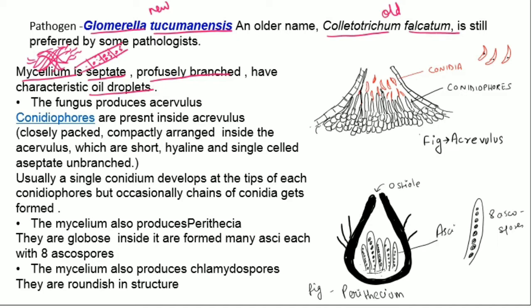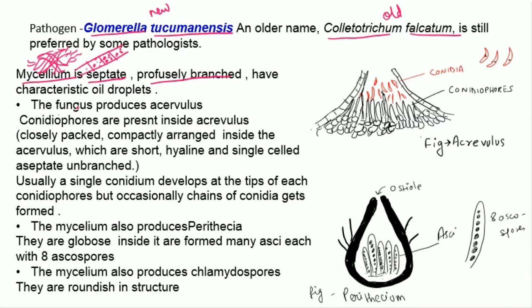Now, as the fungus grew, branched, and developed more and more, certain tiny blackish structures started to appear in the hyphae of the fungus. These tiny blackish structures were called acervuli, and when these acervuli were zoomed in under the microscope, they appeared like this. Inside these acervuli were certain conidiophores. The conidiophores are closely packed, compactly arranged, short, hyaline, single celled, and unbranched. That is, inside these acervuli, certain structures called conidiophores were present.